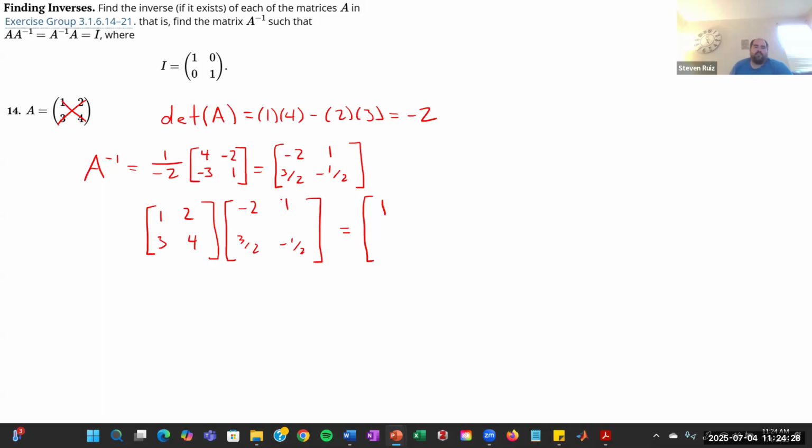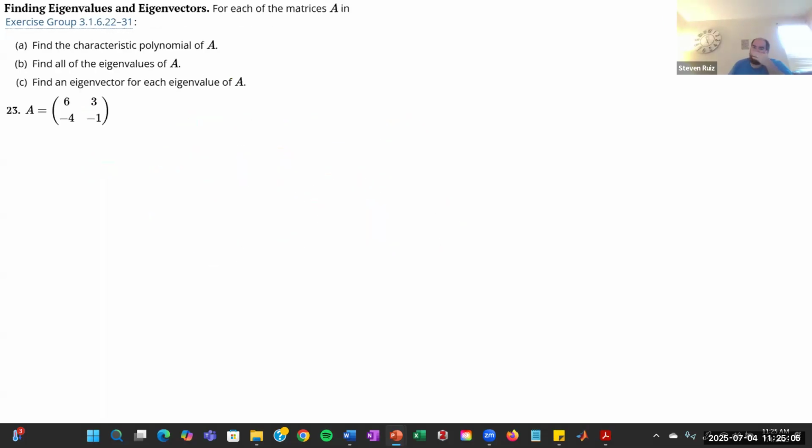Now row 1, column 2: 1 plus 2 times -1/2, that's 1 minus 1, or 0. Row 2, column 1: that's -6 plus 4 times 3 halves, that's -6 plus 6, 0. And finally, 3 times 1 is 3, plus 4 times -1/2, that's 3 minus 2, so 1. So confirmed, the matrix we found is the inverse of A. Right, moving on to 23.